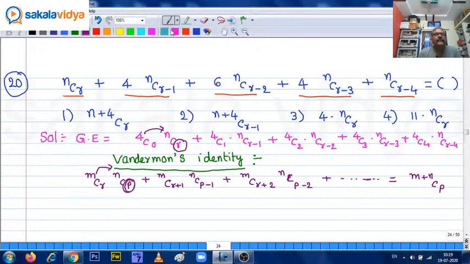So now, using Vandermonde's identity, the given expression becomes (n+4)Cr. That's all, (n+4)Cr. That's why the first option is the right option.